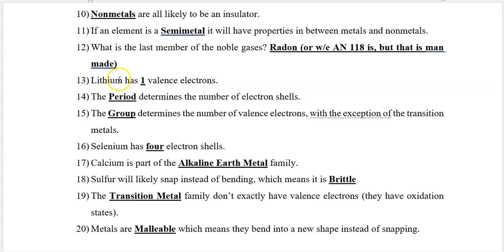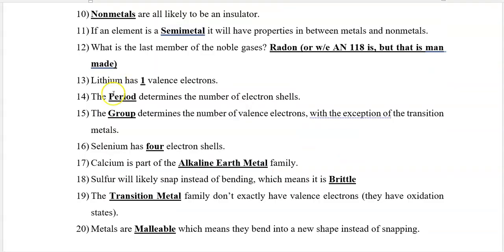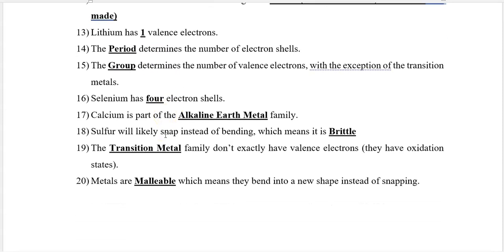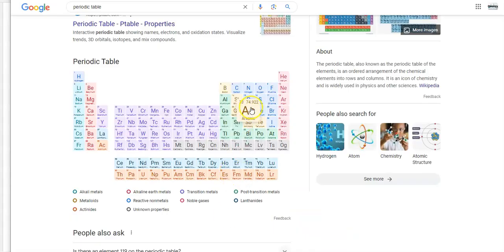Practice quiz. Lithium has 1 valence electron. How do we know that? Because it's in the first group, right there. The period determines the number of electron shells. We've been doing that. The group, which is the column, determines the number of valence electrons, with the exception of the transition metals. Selenium has 4 electron shells, because selenium's right here, which is in the 4th period.